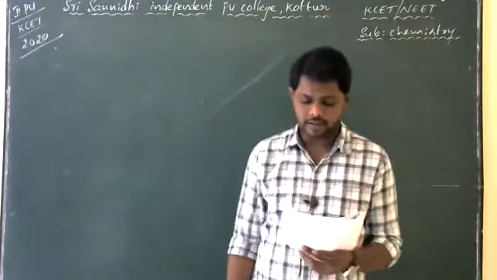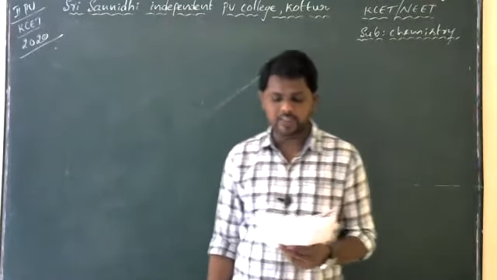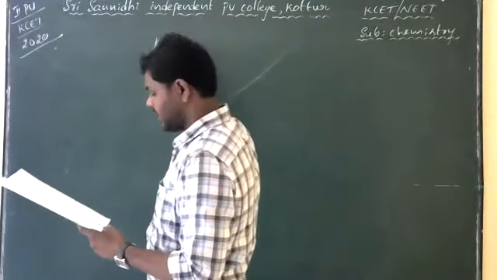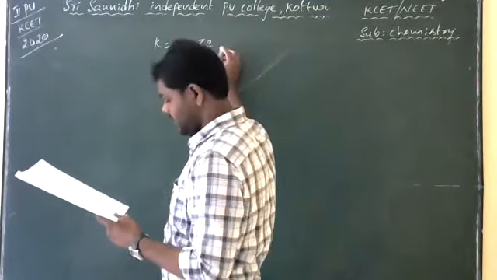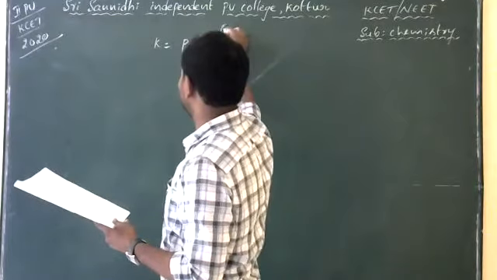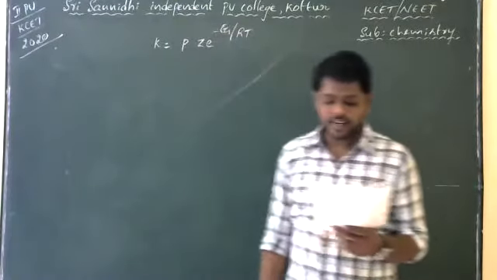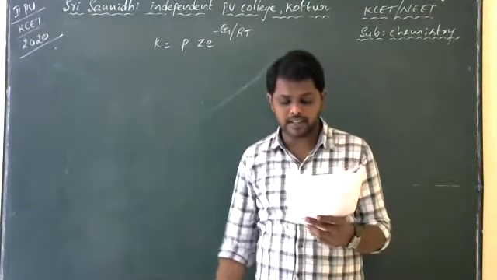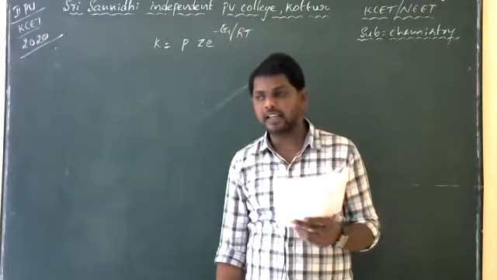Question number 21, 2020. The rate constant of the reaction is given by K is equal to P Z E to the power of minus Ea by RT, right. Under standard notation, in order to speed up the reaction, which of the following factors has to be decreased?